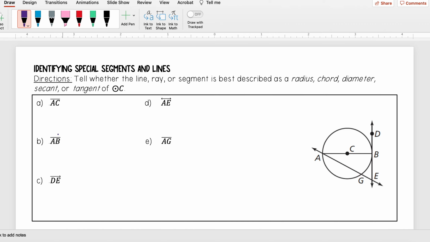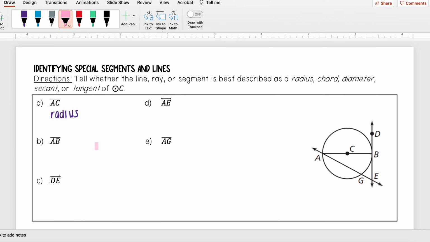once. So looking at this first one, I want to identify what AC is. I'm going to go ahead and highlight that. I see I have A to C. This is a segment, and its endpoints are on the circle and on the center. And what we learned in that first video is that means this is the radius.